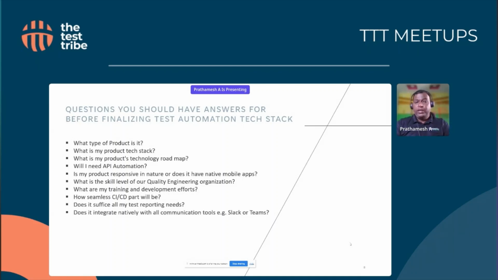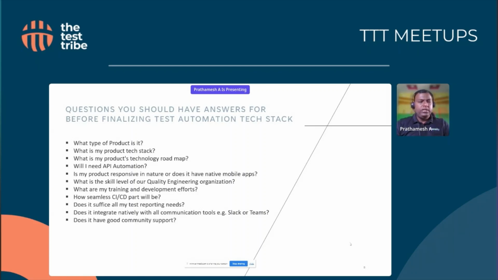Does it natively communicate with all communication tools, Slack or Teams? That is exactly what I talked about: you should also have the ability to notify and generate the action items or the failures to the respective group, so that people can take the necessary action on it.